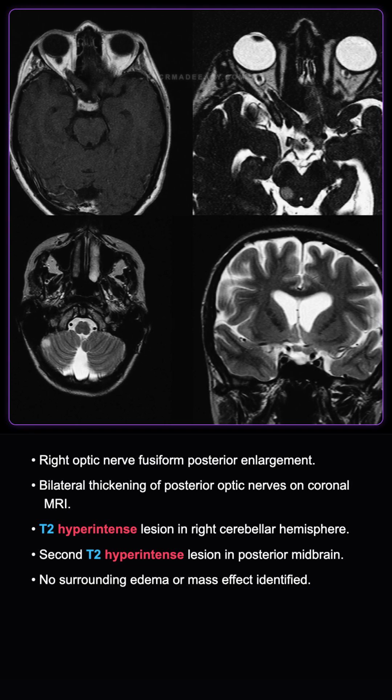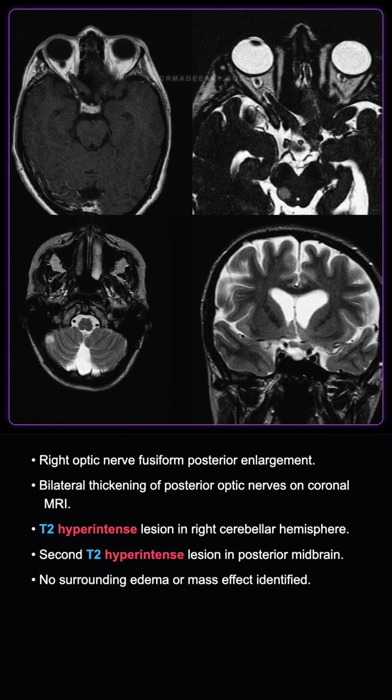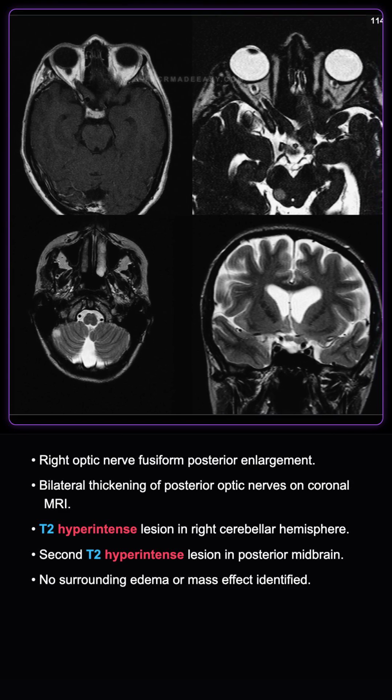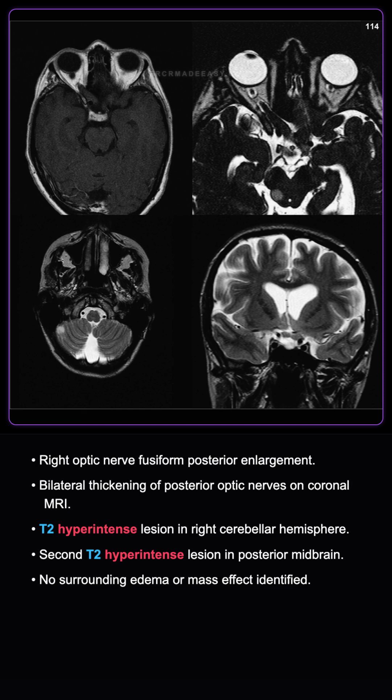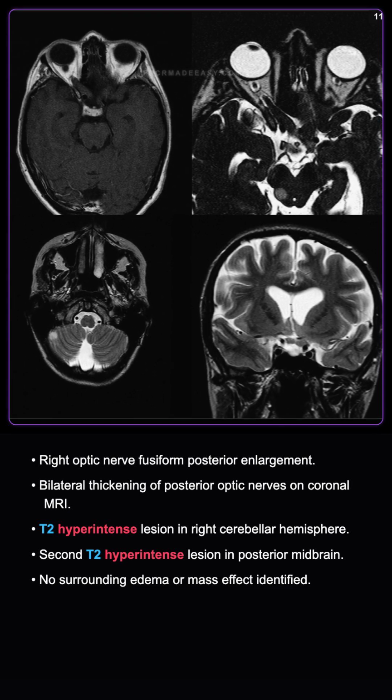On the brain FLAIR and T2 weighted images, there is a round focus of hyperintensity in the right cerebellar hemisphere. A second hyperintense lesion is identified in the posterior right midbrain, causing slight convexity of the right cerebral peduncle. There is no surrounding vasogenic edema or mass effect associated with these parenchymal lesions.